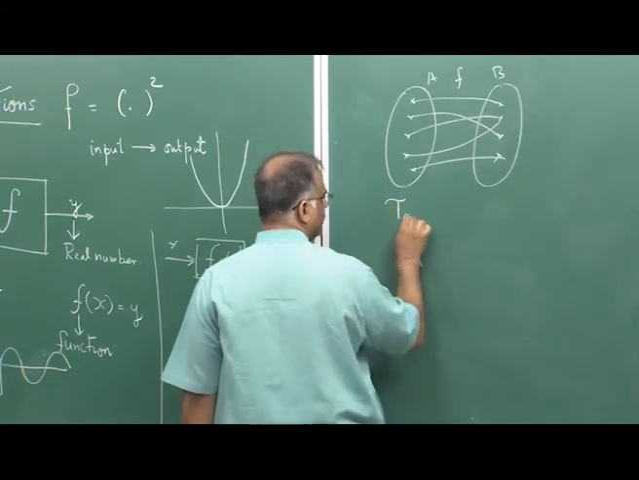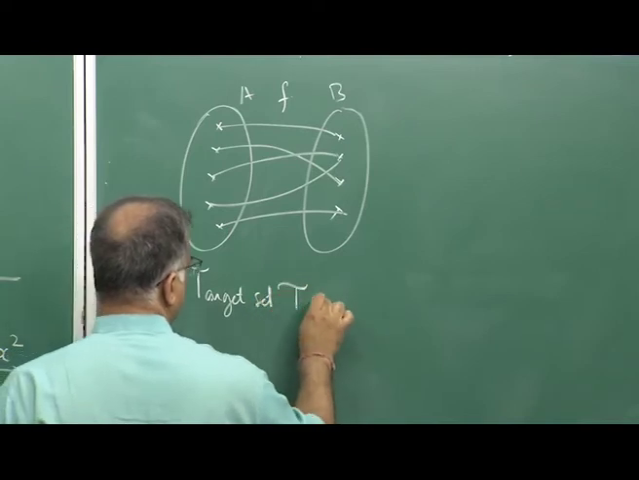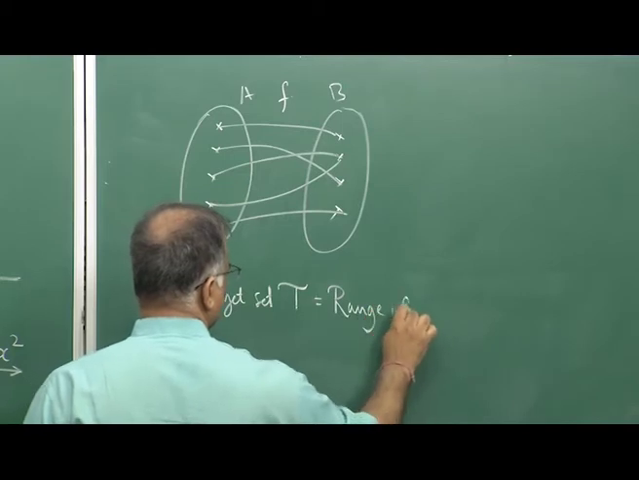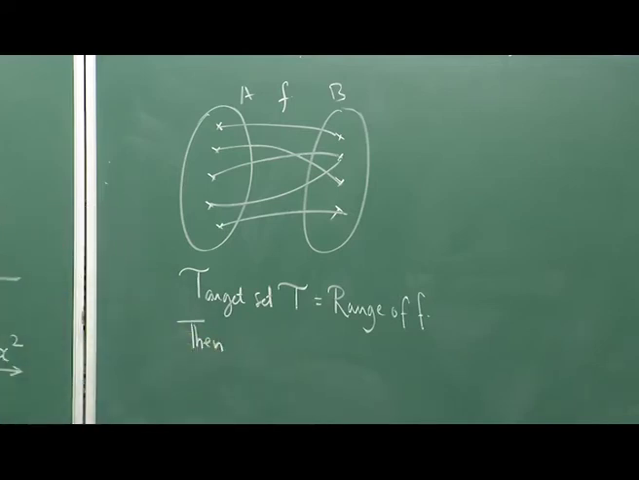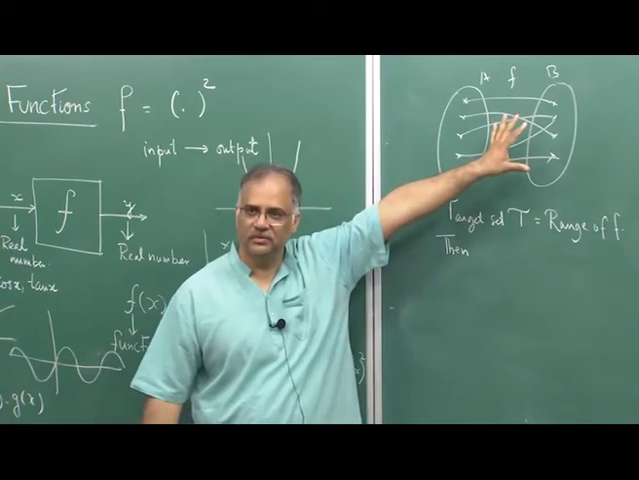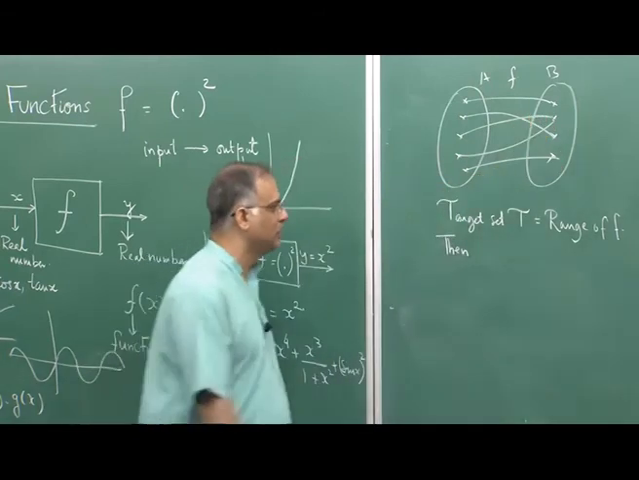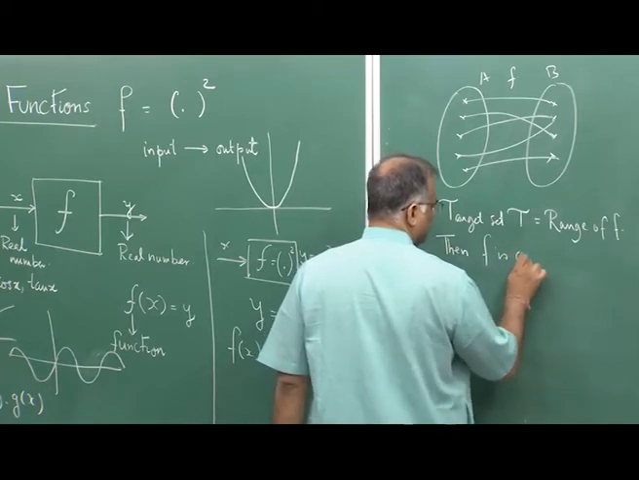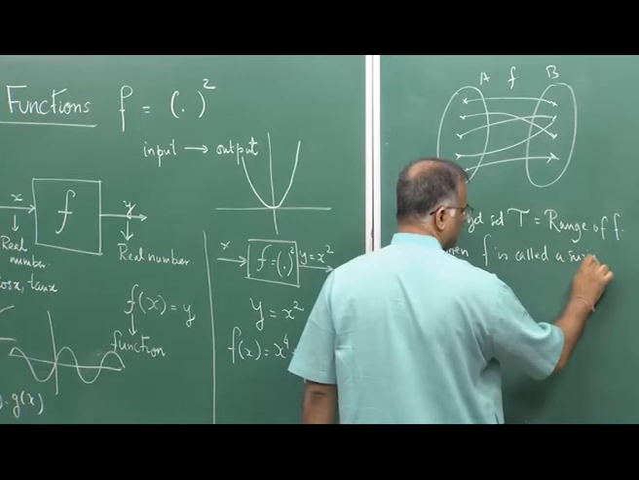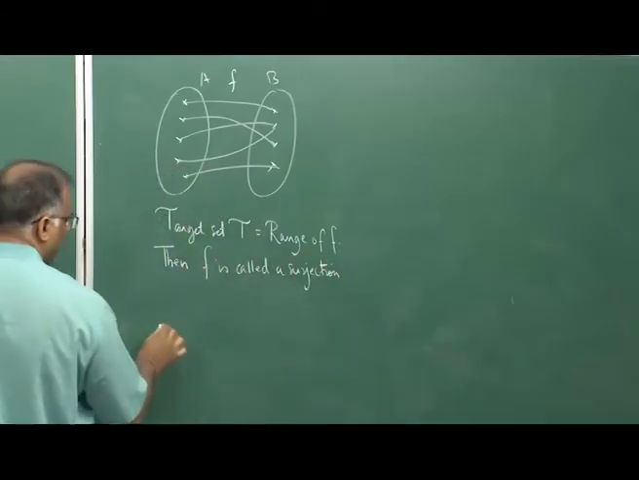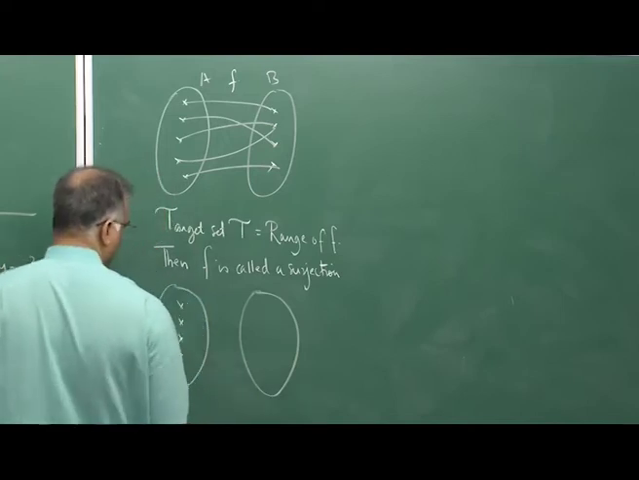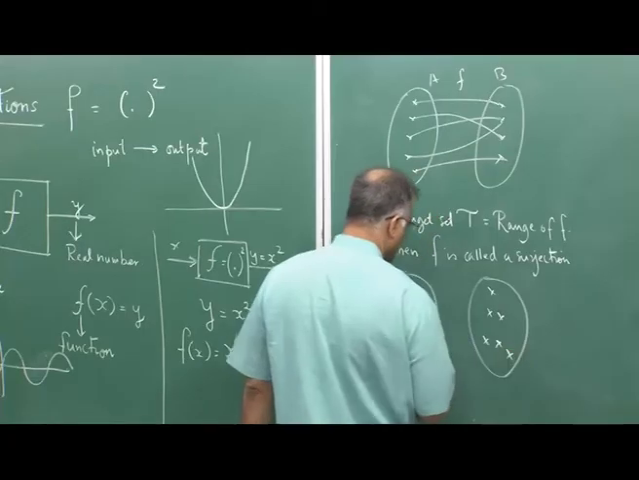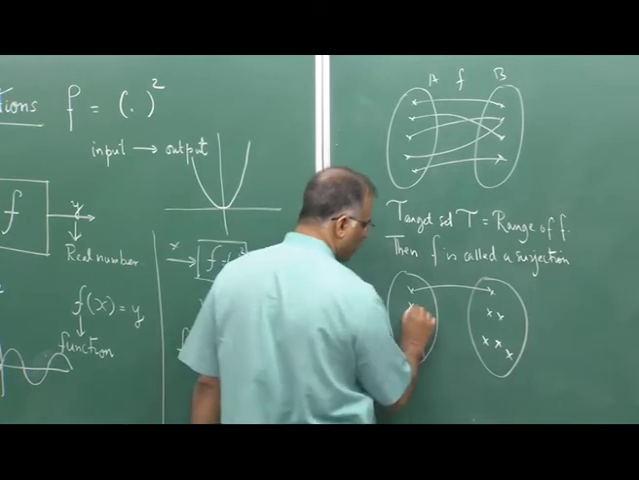If the target set T is equal to the range of f, then f is called a surjection or an onto mapping, in the sense surjection comes from a Latin word which means to throw one thing on the other. So, you are throwing the whole thing on this, that is the meaning of surjection. Then f is called a surjection. Similarly, you can have something called an injection or a one-to-one mapping.